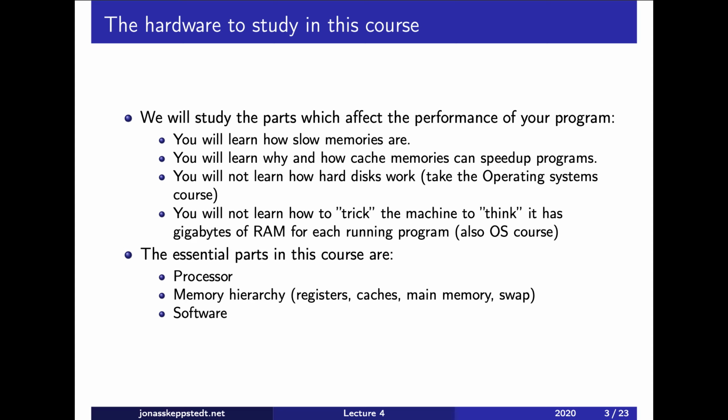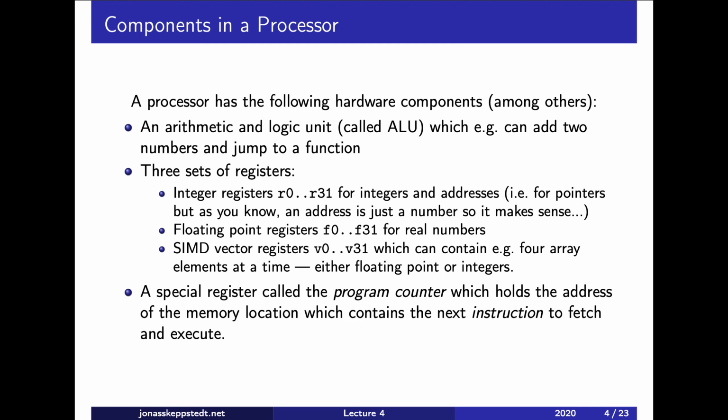Okay, so in this part of the course, we will learn about the CPU or processor, memory hierarchy, registers, cache memories, and main memory. And swap, that's when the program's memory does not fit into the RAM, it's put on the disk in an area on the disk called swap area, and then software. So what does a processor consist of?